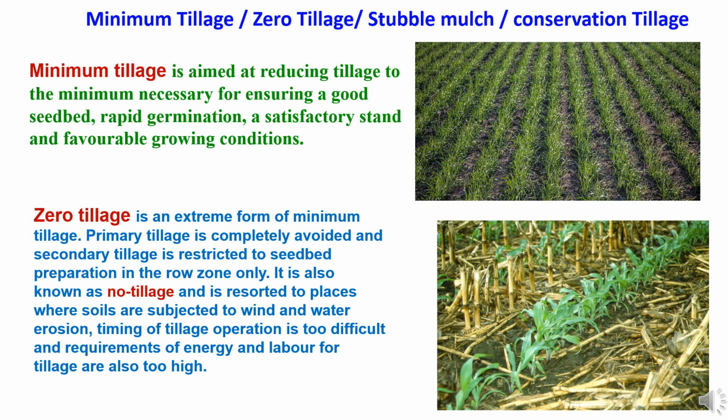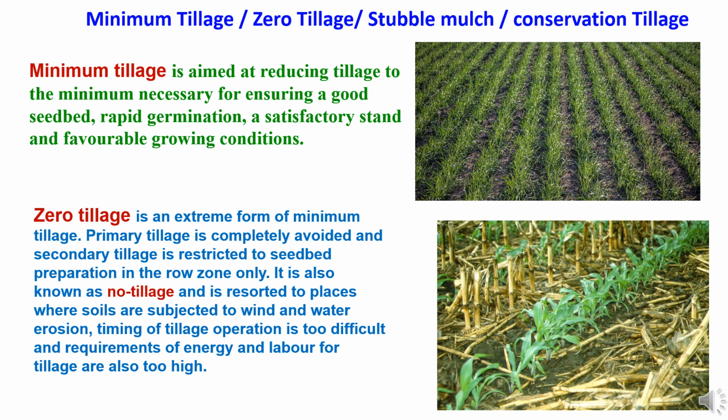Next method is tillage, which combines minimum tillage, zero tillage, stubble mulch tillage, and conservation tillage. These are tillage methods that soil conservation professionals recommend. Tilling farmland after each crop disturbs the soil and reduces the ability of the soil to hold water.